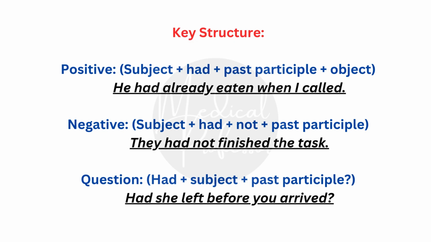Key structure of past perfect tense. For positive sentences, subject plus had plus past participle plus object. For example, he had already eaten when I called. Negative, subject plus had plus not plus past participle. They had not finished the task. Question form, had plus subject plus past participle. For example, had she left before you arrived?